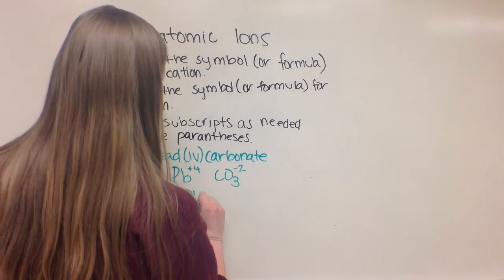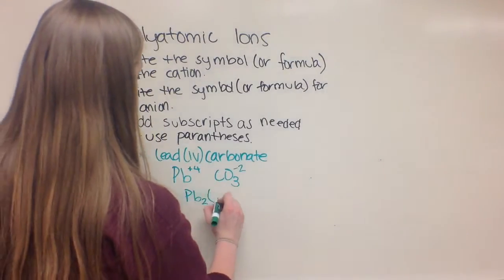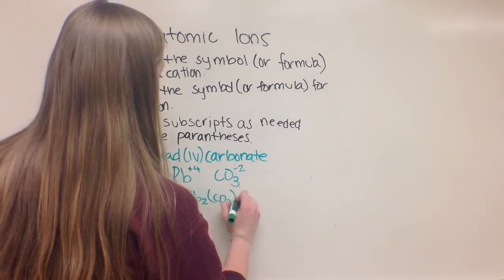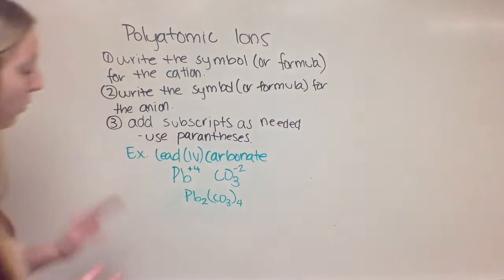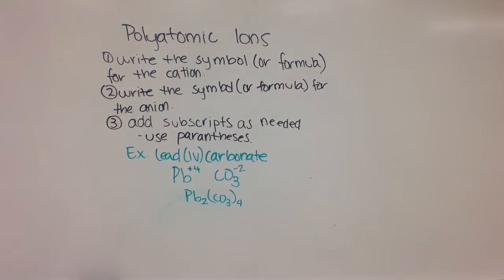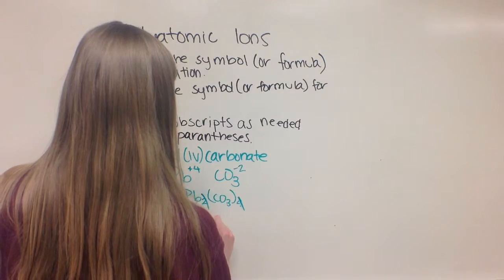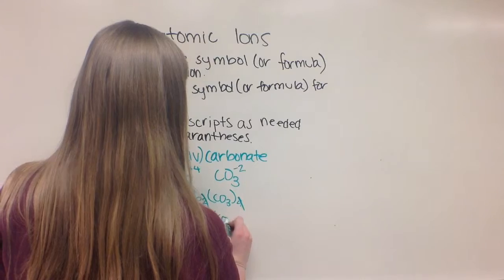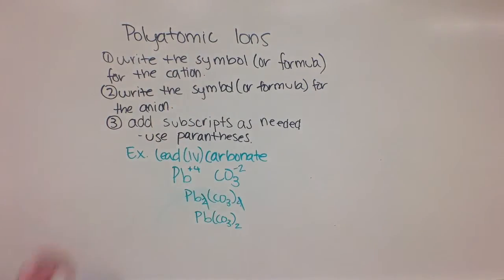So we get Pb2 from up here, and parentheses CO3, close parentheses, 4, right here. Now, once again, like we had to do with the binary ionic compounds, we have to reduce. So we reduce that, and we get PbCO3 taken twice.